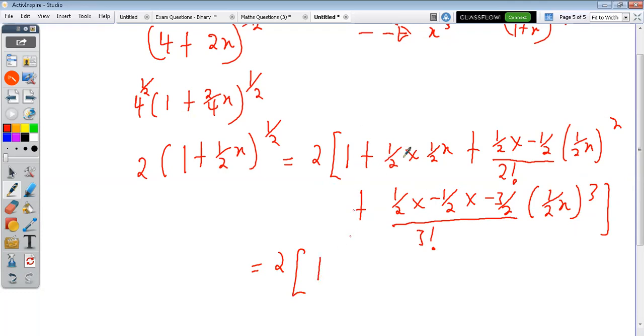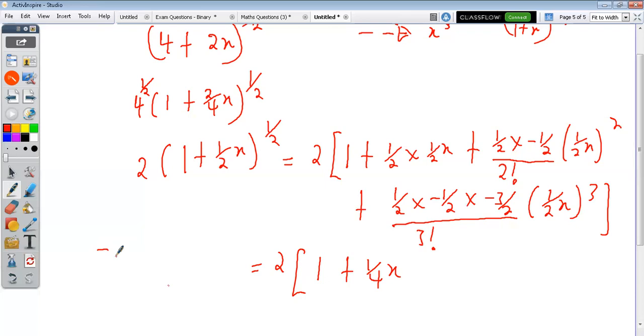Then that's 2 brackets. This is 1. Half plus half. Half times half, that's a quarter. So a quarter x. Then simplify this here. Half times minus half divided by 2 factorial. What do you get? Half times minus half divided by 2 factorial. What do you get? Negative.